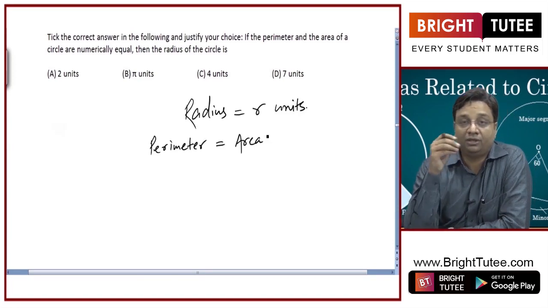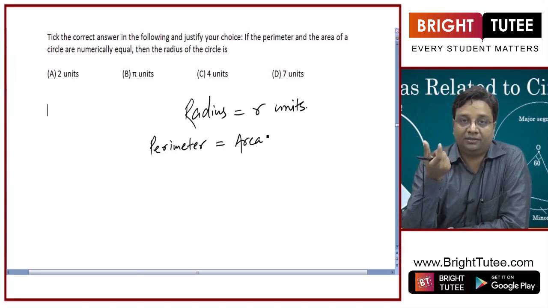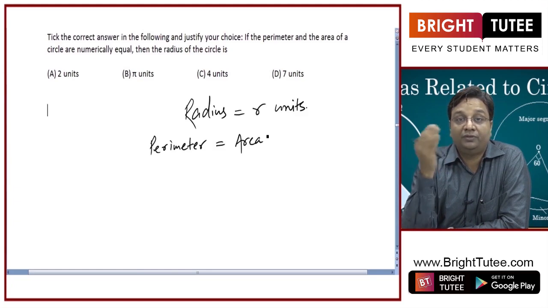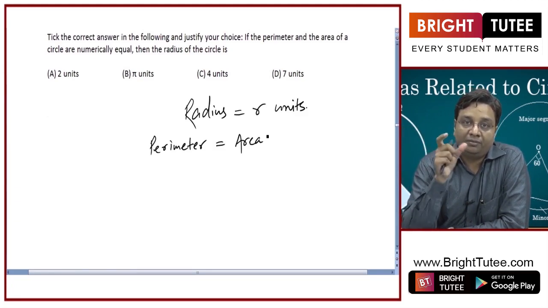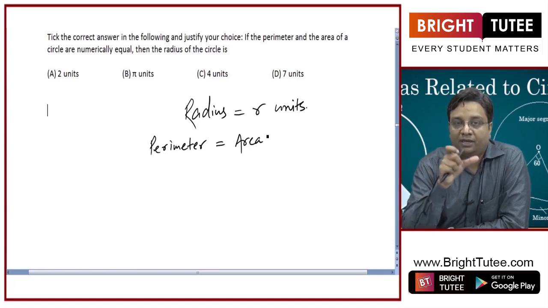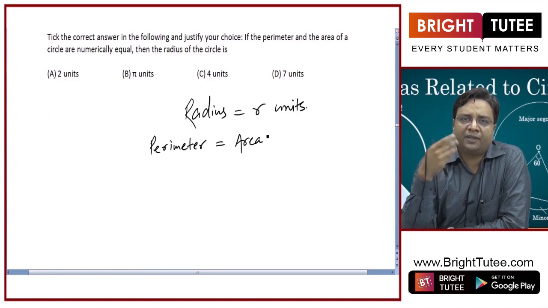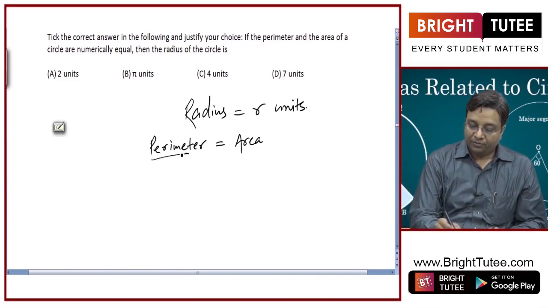What does numerically mean? The unit of perimeter is meter, let us say. So the unit of area is meter square. But numerically they can be equal. Perimeter can be 10 meter and area can be, according to that, a hypothetical figure. Let us say the perimeter is 4 pi and area is also 4 pi, right? So perimeter is equal to area.